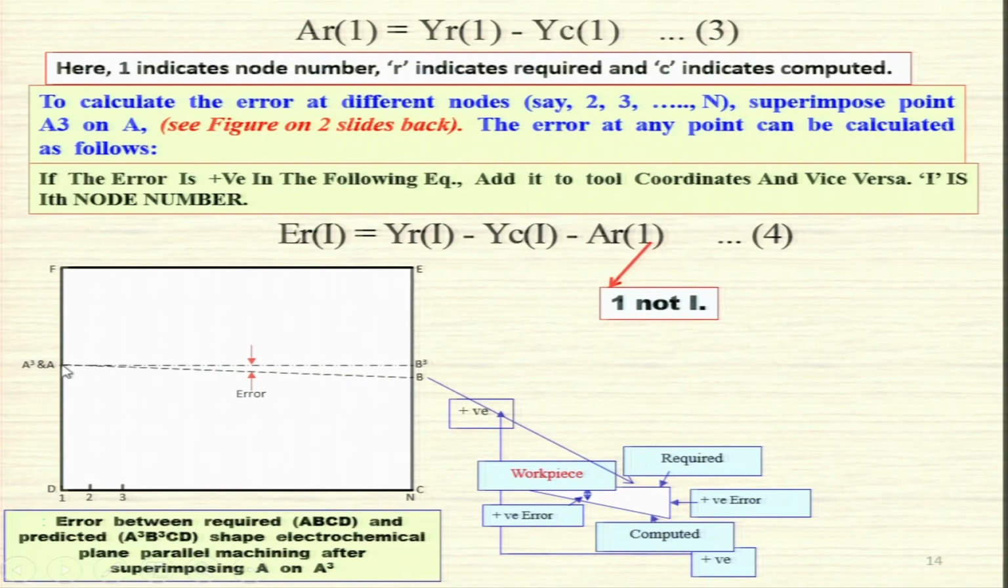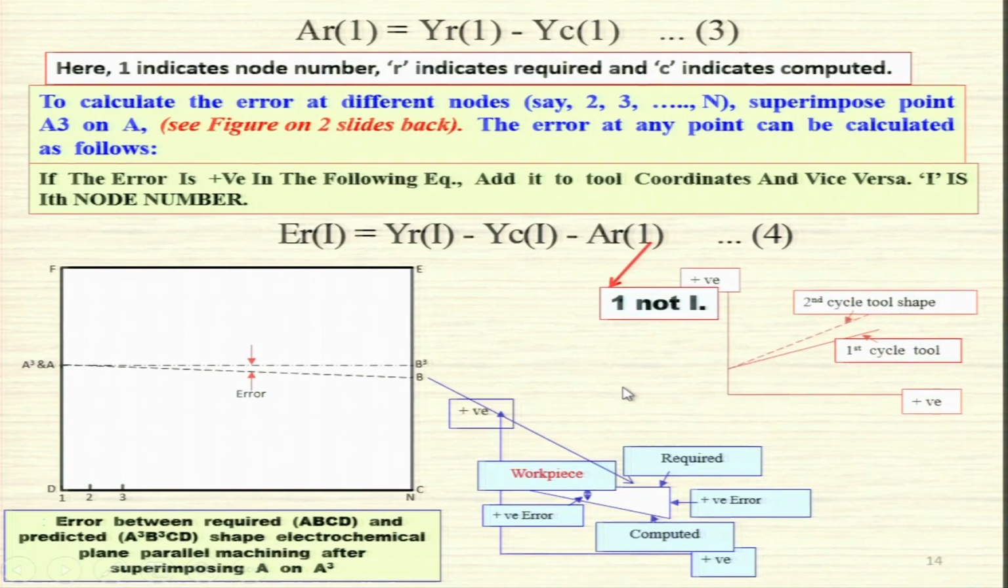This is superimposing A and A3 and this is the error. Second cycle tool design. First cycle tool design is here. This is the second cycle tool design, so that you get the predicted and the required workpiece shape closer as compared to the first cycle tool design.